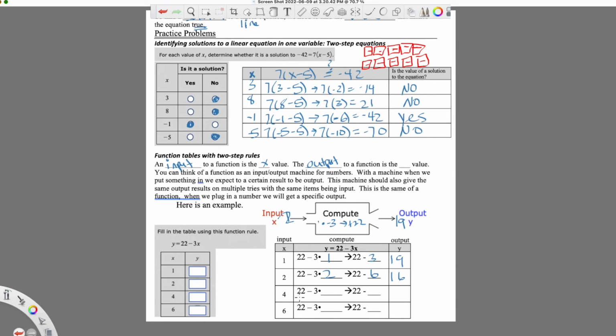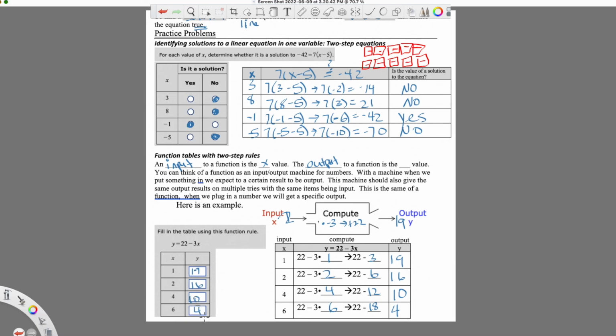And then now I'm going to input 4, so I get -3 times 4 is -12, and then I'm going to add 22, and I get 10. So each time I put a different number in, I get a different answer out. But if I put 1 in again, I should get 19 again. If I put 2 in again, I should get 16 again. It's a machine. I should get the exact same thing. So these would be the same numbers over here like this.